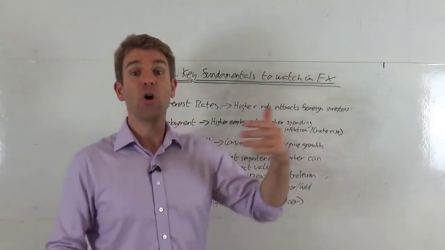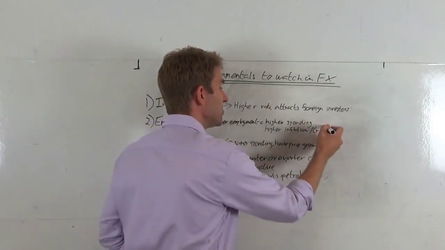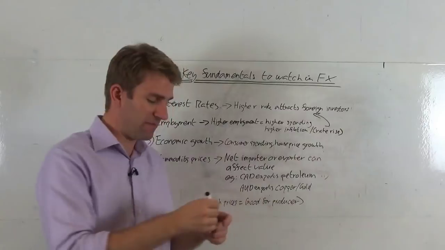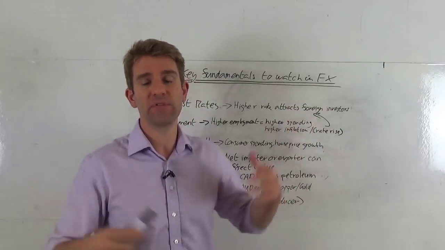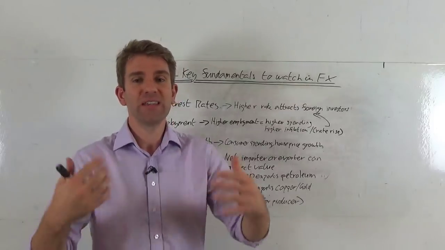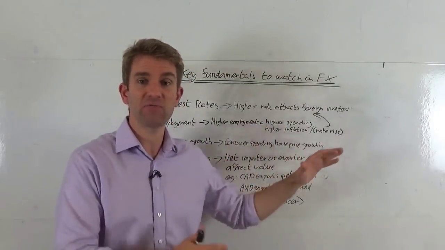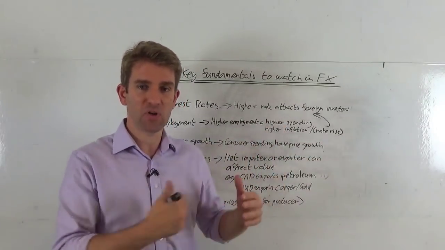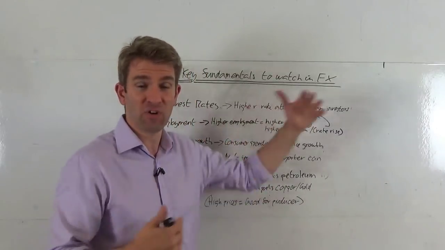Higher inflation also tends to lead to a rate rise. Inflation is running away with itself. One way that central banks can stem that inflation is to increase the interest rates, encourage people to save rather than spend. Don't spend so much in the economy. Don't get the inflation running away with itself.